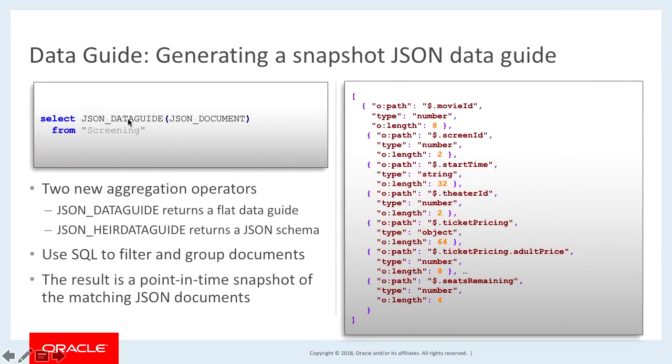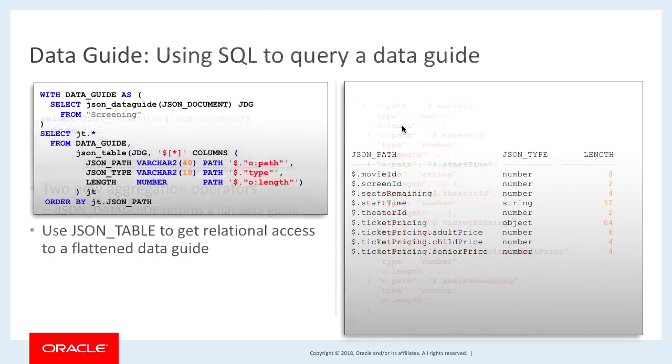JSON_DATAGUIDE just returns a CLOB. So as you see here, we're querying, it's an aggregate function. We're querying a table that has some JSON data, and we get back this array that describes the JSON data. If you use the hierarchical version, it returns JSON schema. This one that we're seeing here is a flat version of it. But as you can see, you're getting JSON path expressions, data types, and then a length, which tells you a little bit more about the JSON data in the database.